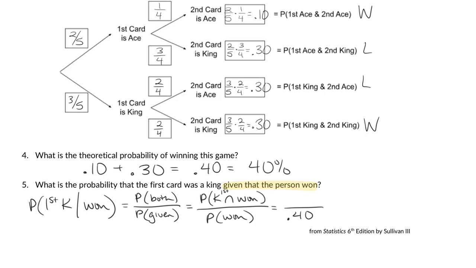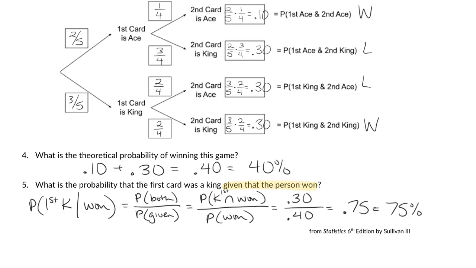Now we need to know the probability that we would get a king first and win. 0.30. Because the only way I can get a king first and win is by following this branch of the tree. Get a king first and win. So I'm looking for that overlap, if you will, the and between them. If we do 0.30 over 0.40, that's 0.75, or a 75% chance of pulling a king first if we won.